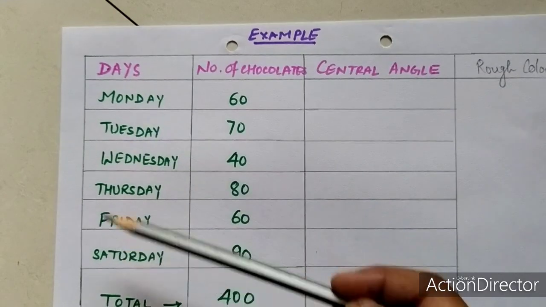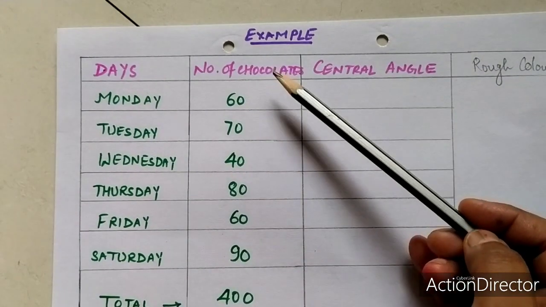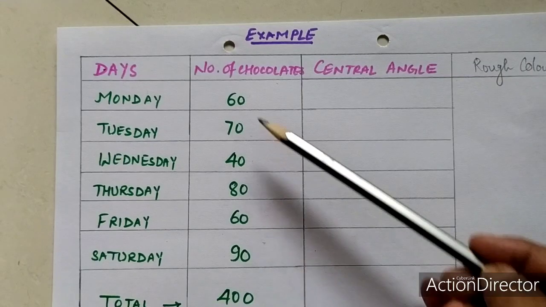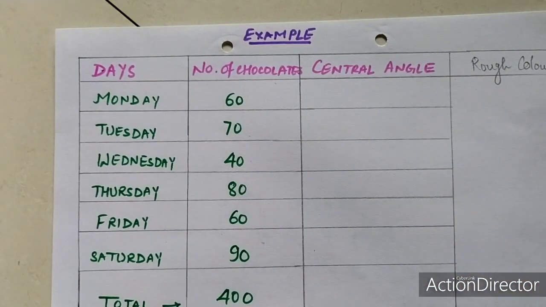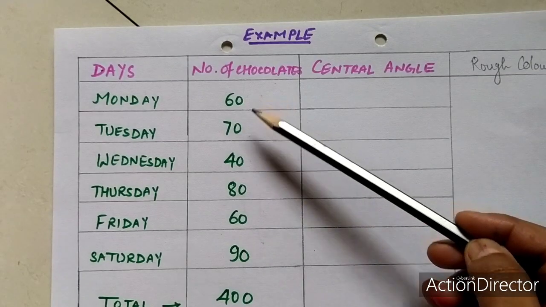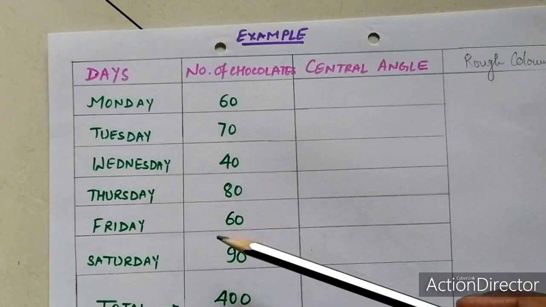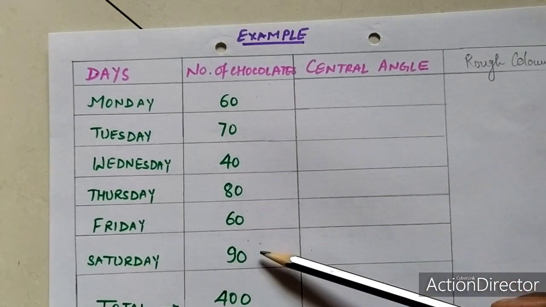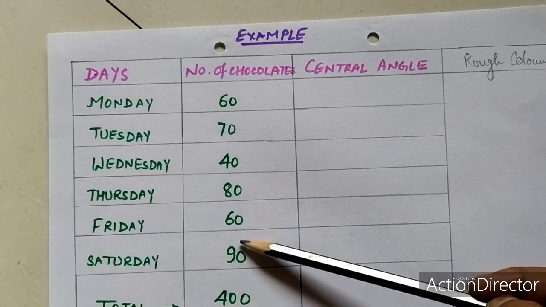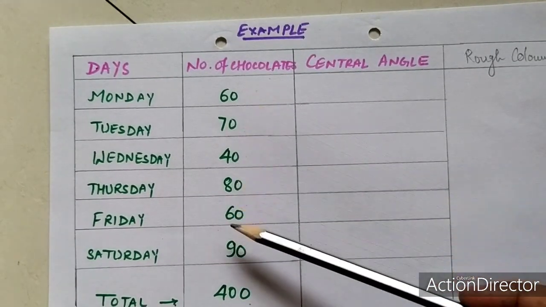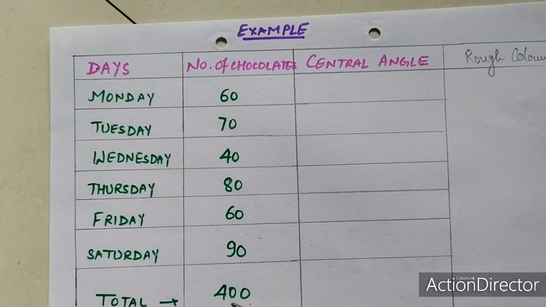The days, Monday to Saturday, are clearly mentioned. Number of chocolates: 60, 70, 40, 80, 60, 90. In total, it is 400. As I already told you, find the sum of the components. These individual terms, individual numbers, are called components. Instead of frequency, I am going to use the word component. The sum of all components is 400. If it is not given, you have to add all to get the total.